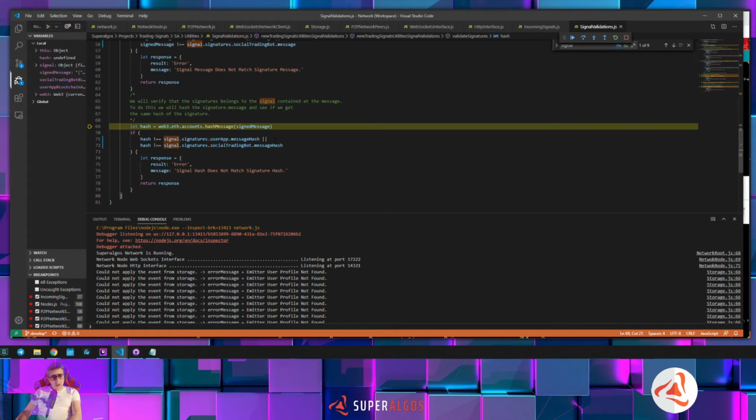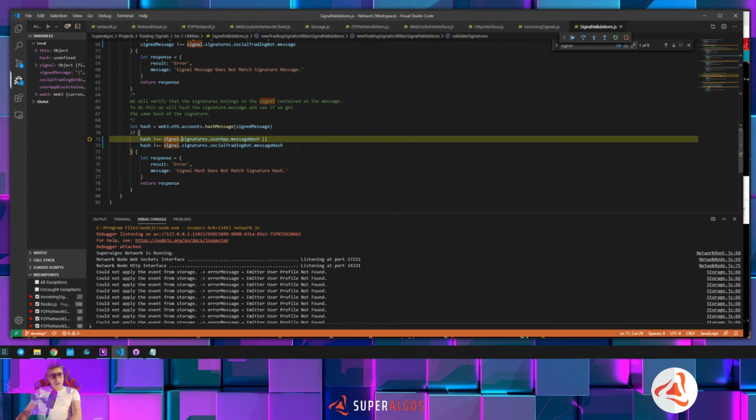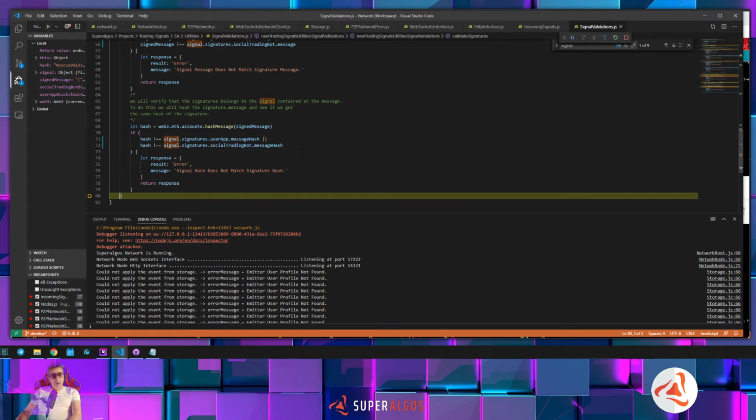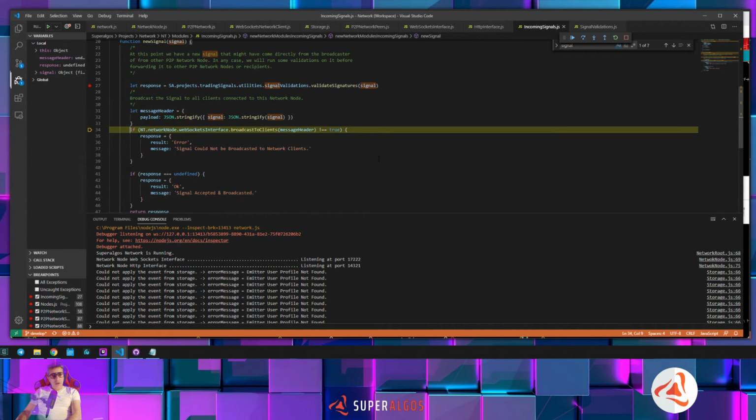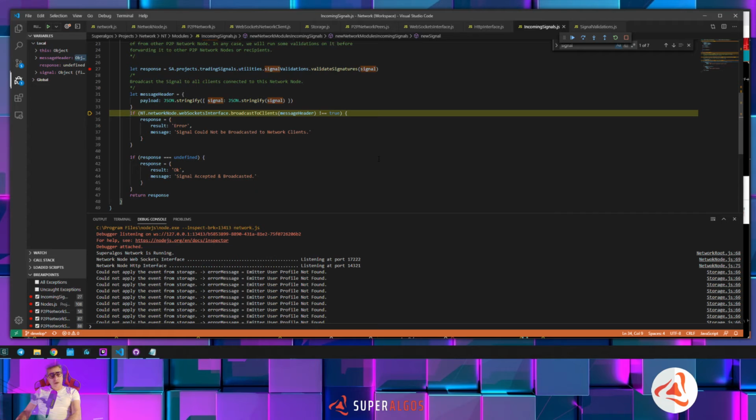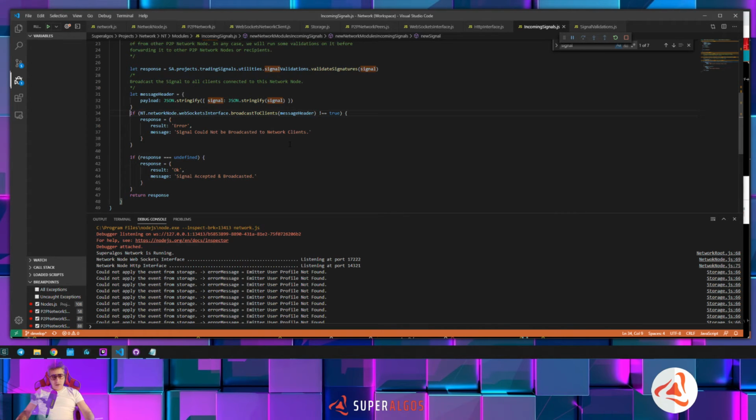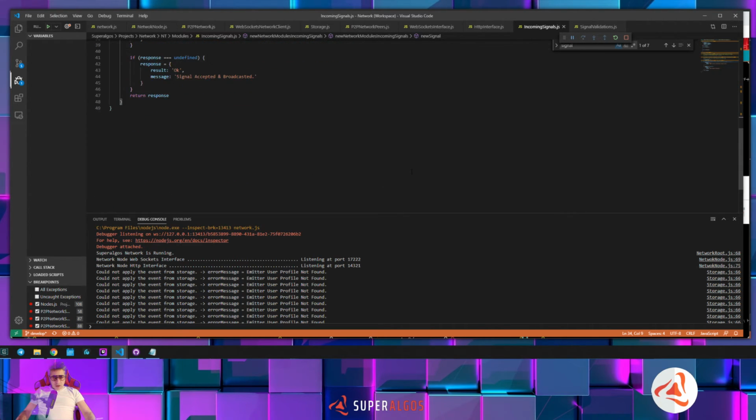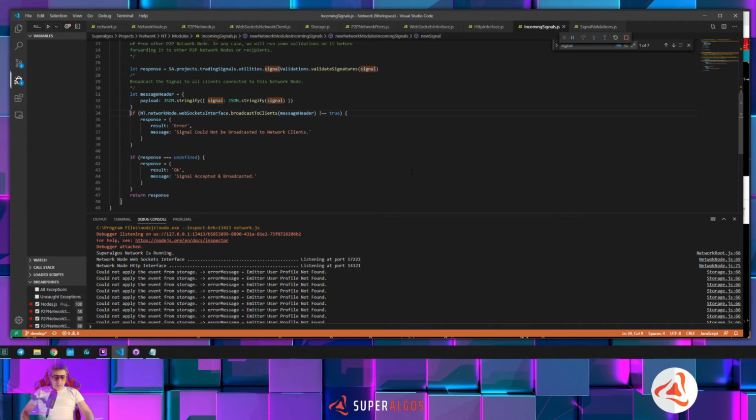Now it works. It will broadcast it to clients. All good. Nothing else to do here. Okay, so we have completed the first half of the debugging.